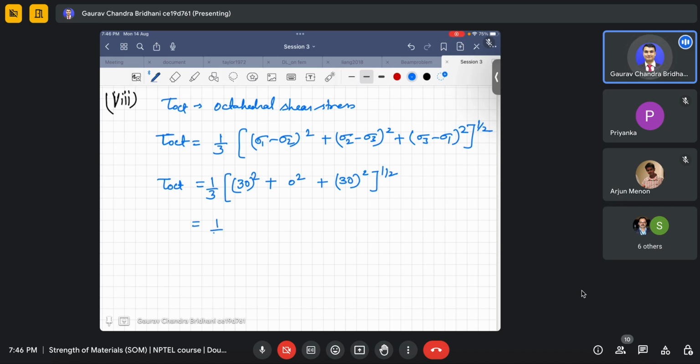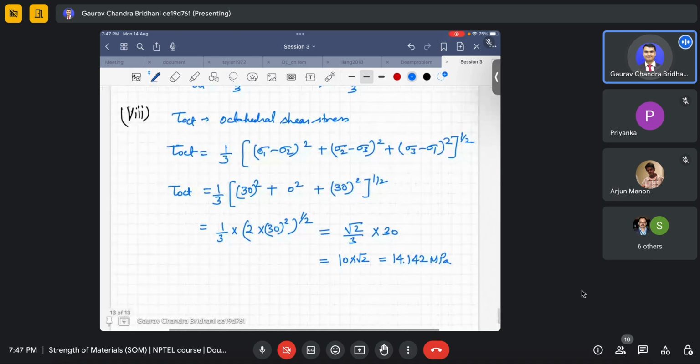So it will be 1 by 3 times the square root of 2 into 30 square. Taking the square root, it will be root 2 by 3 into 30, that is 10 into root 2, which is 14.142 MPa. So the tau octahedral, or octahedral shear stress, will be 14.142 MPa. That's how we find the octahedral shear stress.